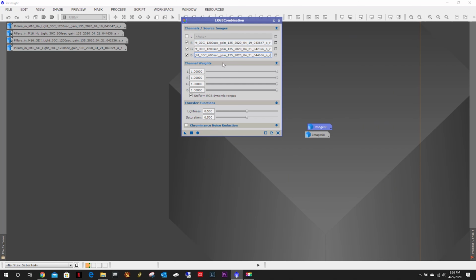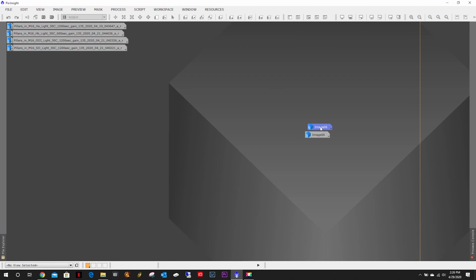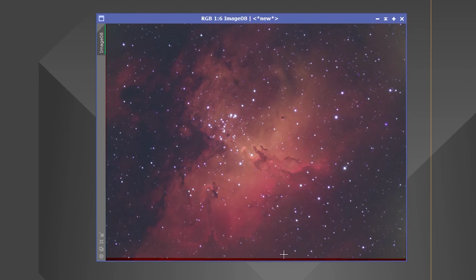And if we want the Hubble palette, I always remember it as SHO. So in our red, we would have our S2, green would be our H alpha, and blue would be our O3. I've already got those combined. Image 6 will be our Hubble palette, and image 8 is going to be our natural. So let's take a look at our natural real quick.